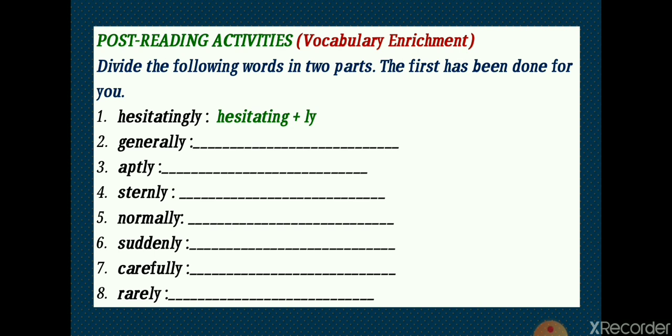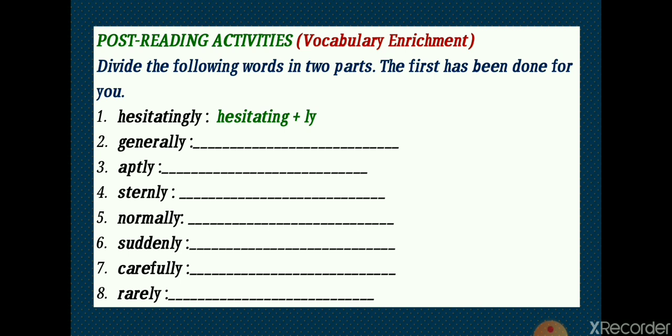By removing ly, we need to extract the original word out of this adverb. It is a very simple and interesting exercise for you. Shall we start? Okay, very good. The second word is generally. Try to separate the original word by removing ly. Very simple. It is general plus ly.